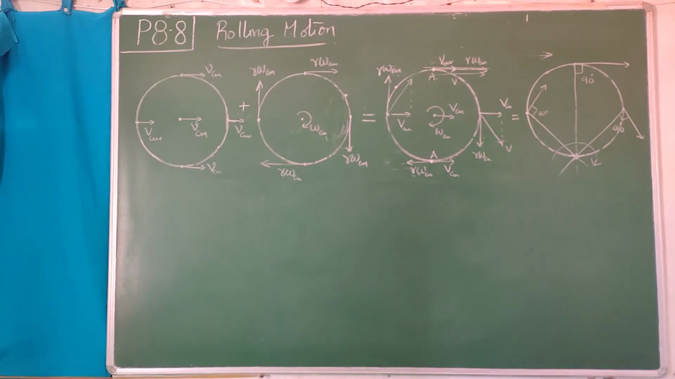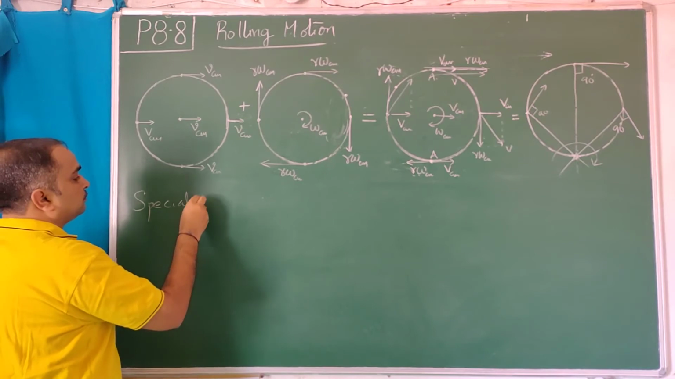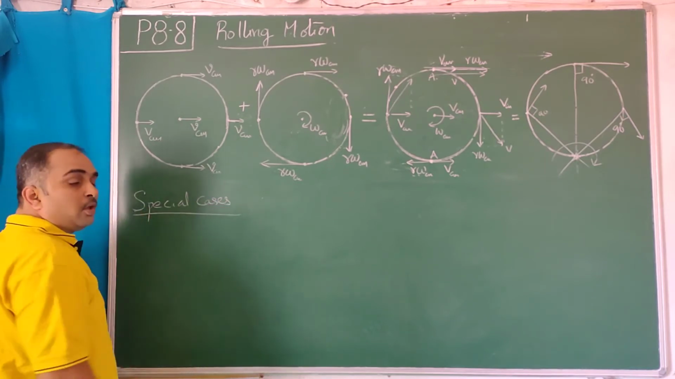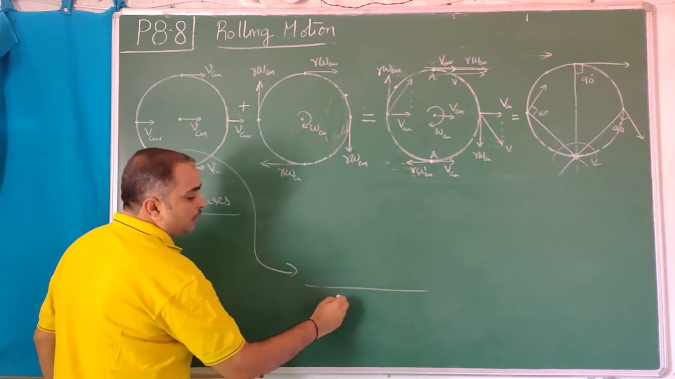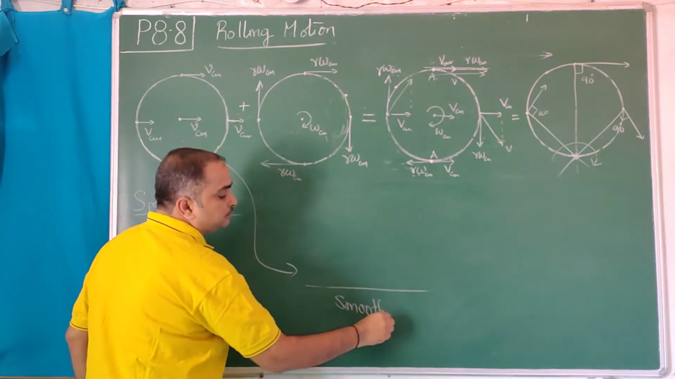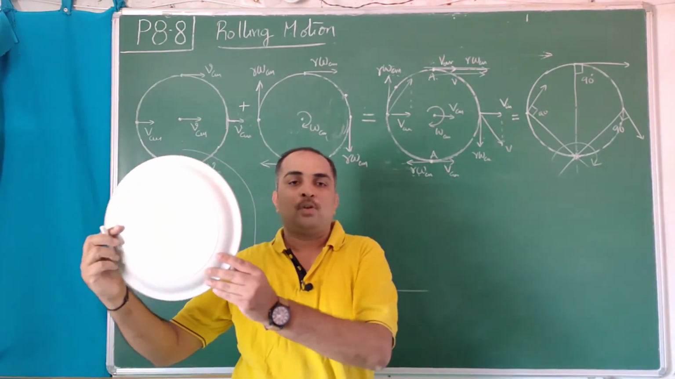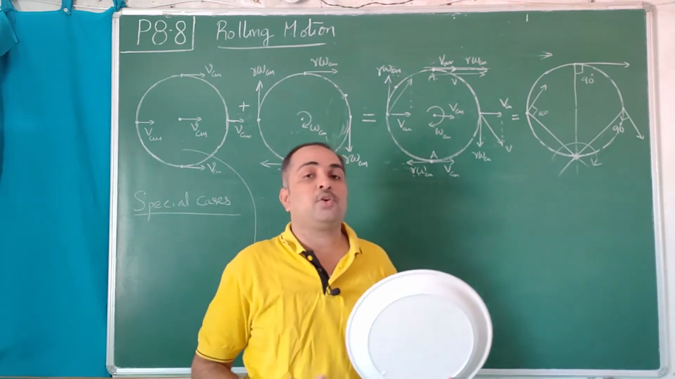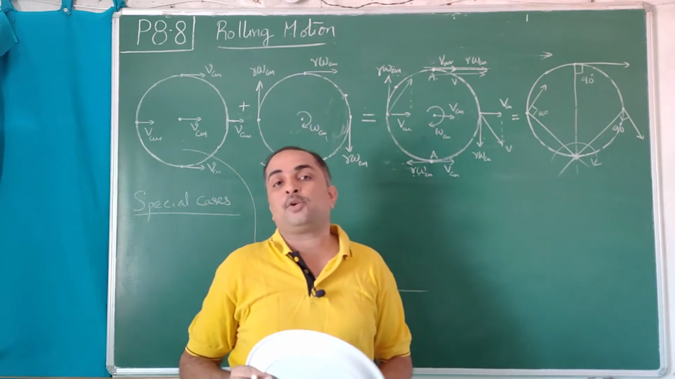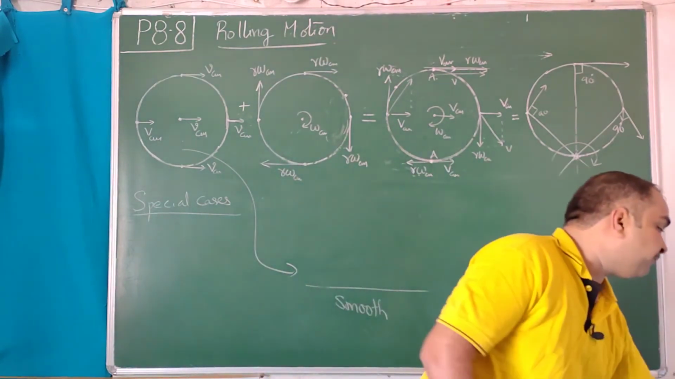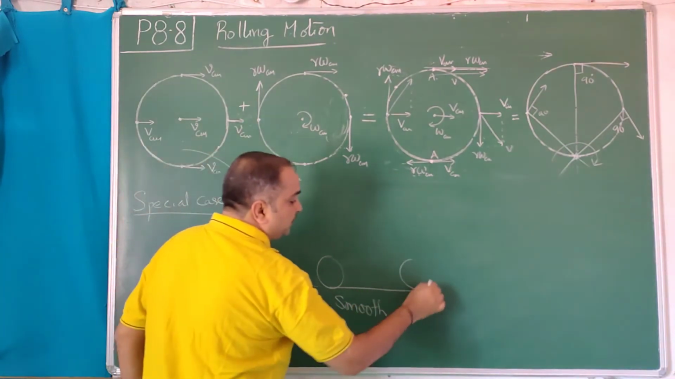Yes, students, special cases. So the first special case is this object. If it encounters a smooth surface, what happens? What I want to say is, there is a wheel which is only translating without any rotation, and it goes onto a smooth surface. Then it continues to translate without any rotation. But if the surface is rough, that becomes case 2. If it encounters a smooth surface, then it goes with translation only.